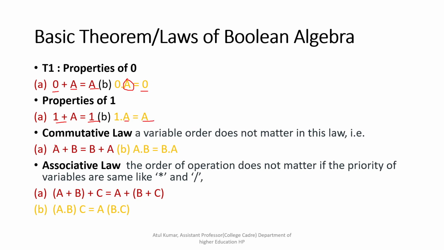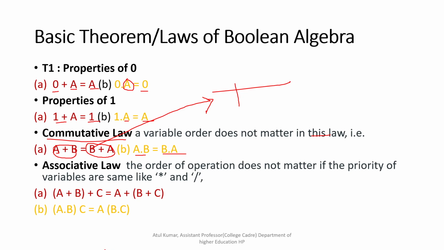The next law is the commutative law, and in this law the variable order does not matter. For example, this law says a plus b is equal to b plus a, meaning whether it is written in this form or in this form, the result is the same. This can be validated by drawing a truth table for a plus b and b plus a. Similarly, we have a dot b, that is a AND b, is equal to b AND a.